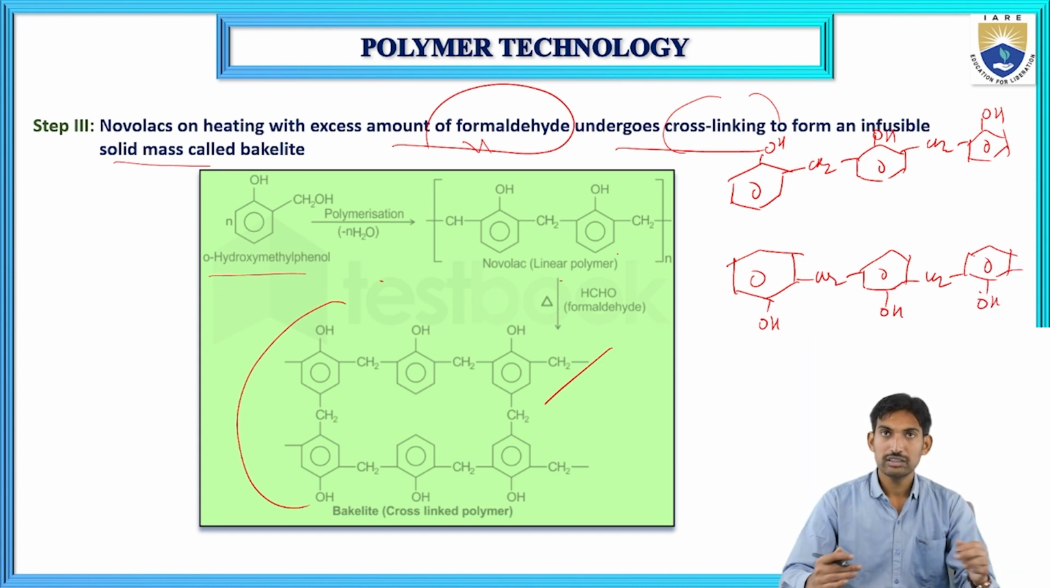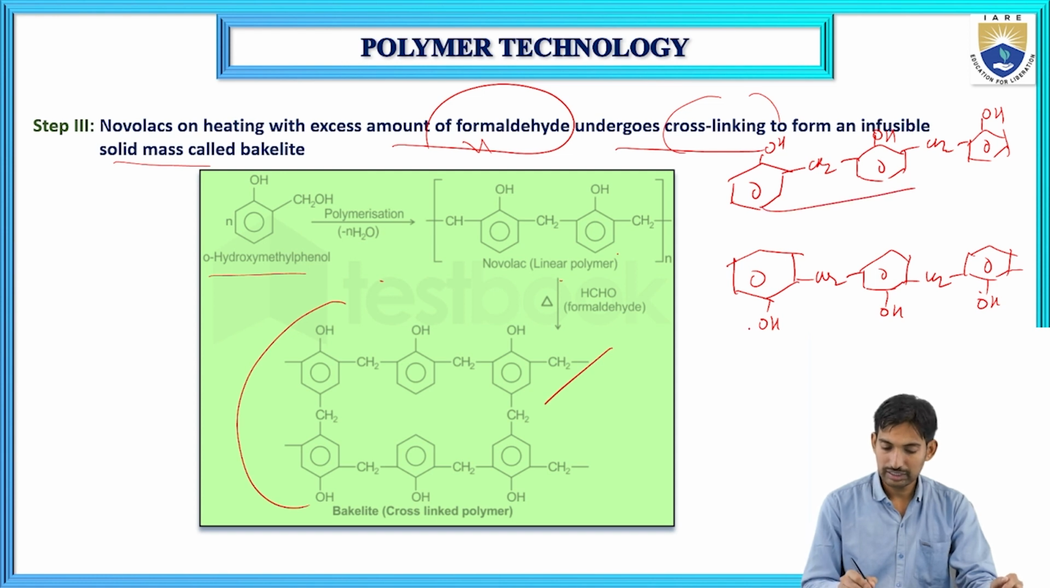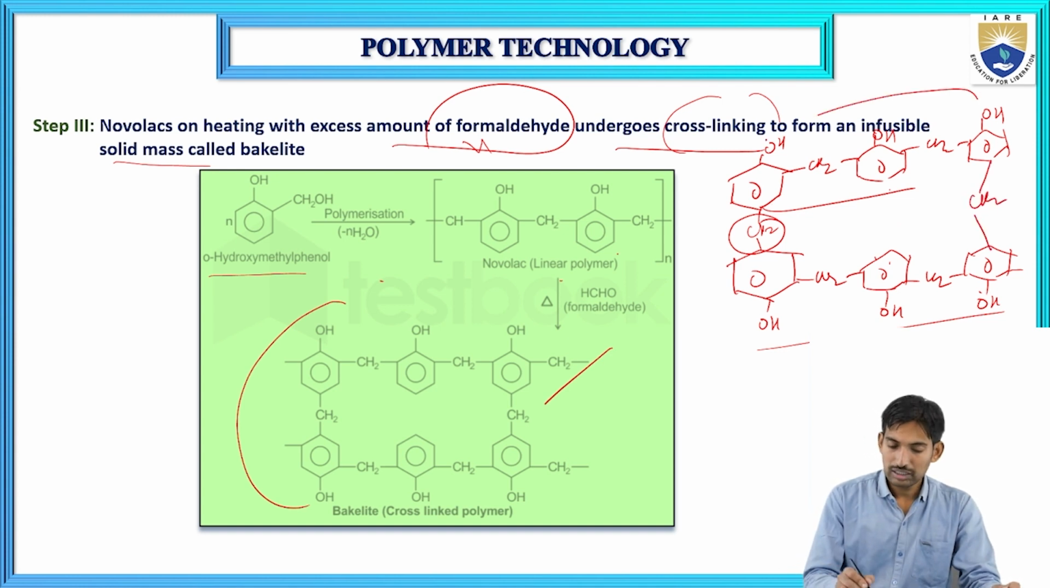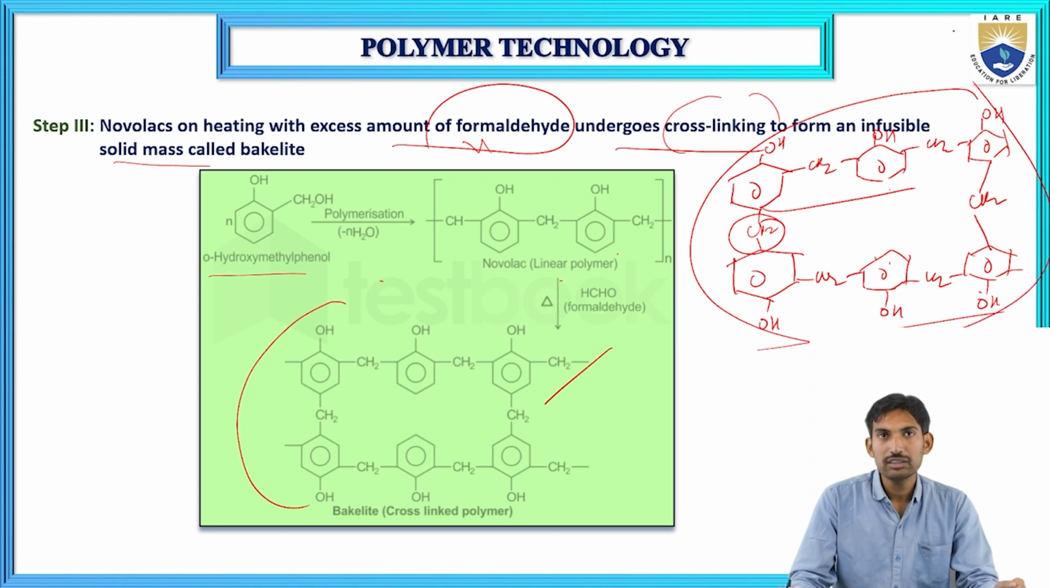Again reverse this Novolac structure and write it again at the bottom. In between these two benzene rings, keep a methylene bridge. In between two phenyl rings, you have to keep a CH2 bridge, and leave one phenyl ring. Again keep a CH2 bridge between two phenyl rings. This is the structure of Bakelite. We can write the structure of Bakelite from the Novolac like this.